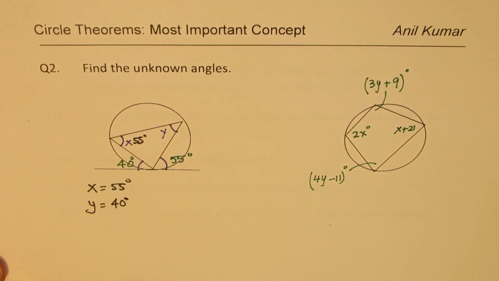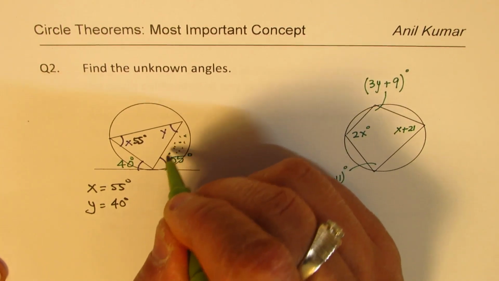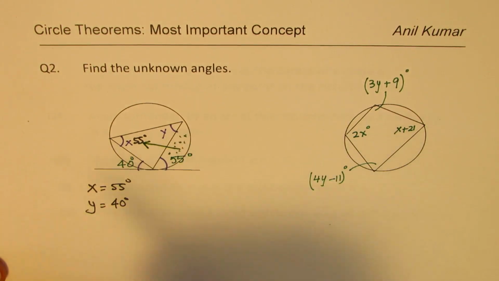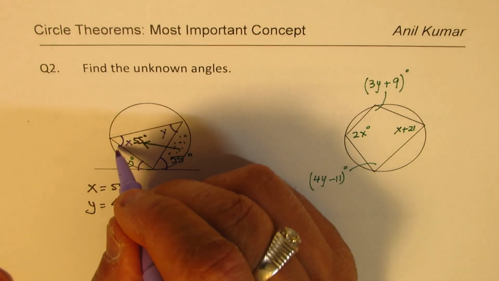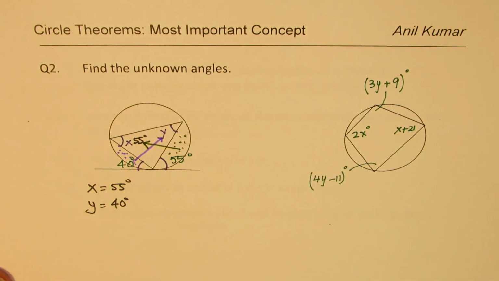Do you understand? So what we did was, since 55 is in this particular thing, the alternate segment is this one, the opposite angle to the alternate segment. In the other case, 40 is right here, right? So we are talking about this segment, and the alternate one is this one. So that is how we link them. If you see this diagram clearly, it should not be a problem to get it very fast, right?